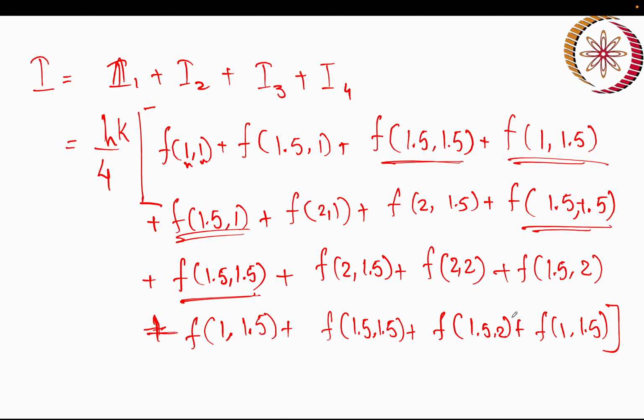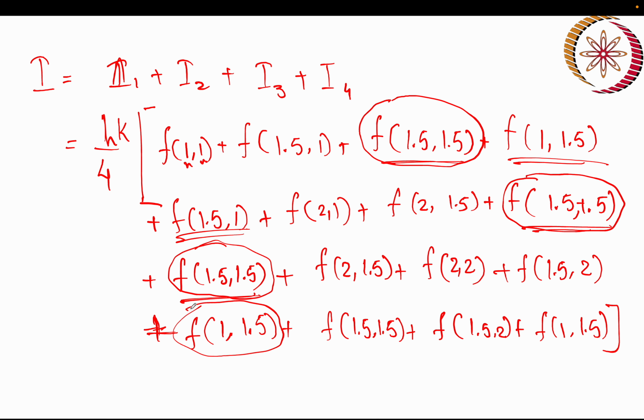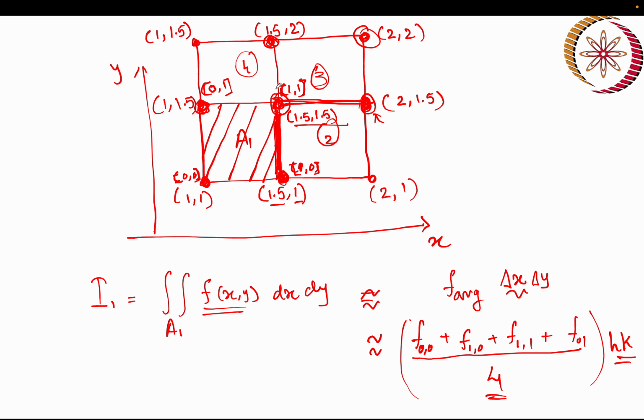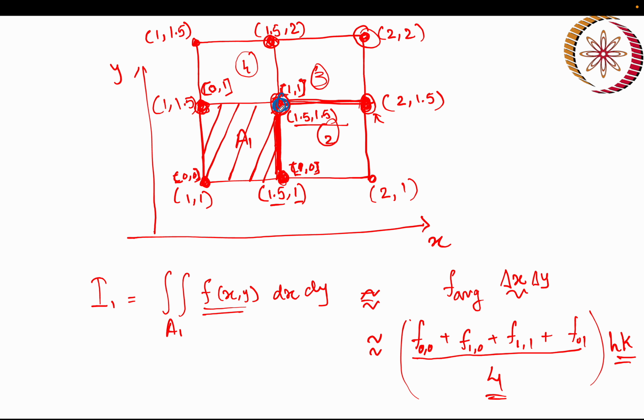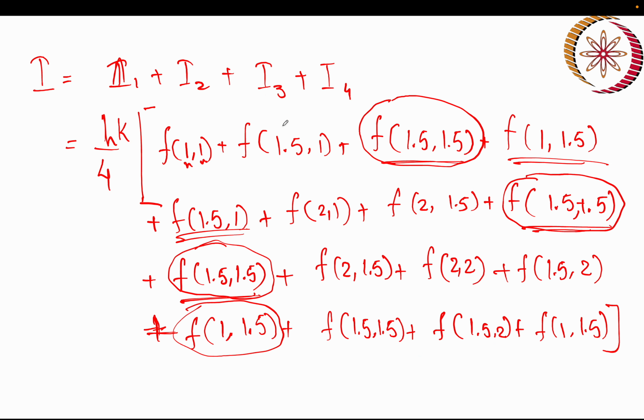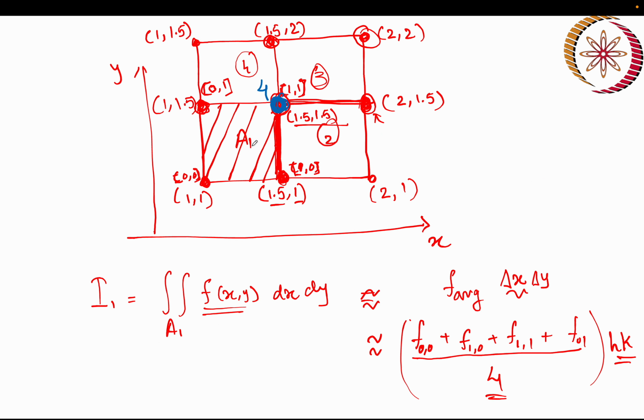Okay, so if we see this term, which is the central node, it has come 4 times because it has been shared by all the areas or regions. So this has come 4 times, then this has come 4 times, then you can see these points.